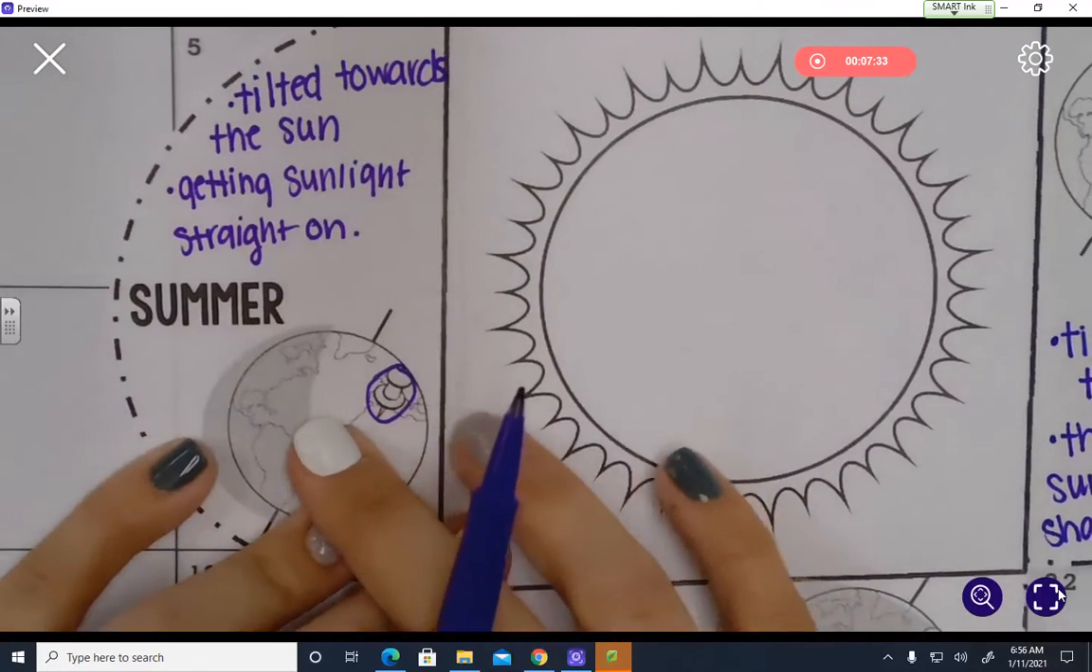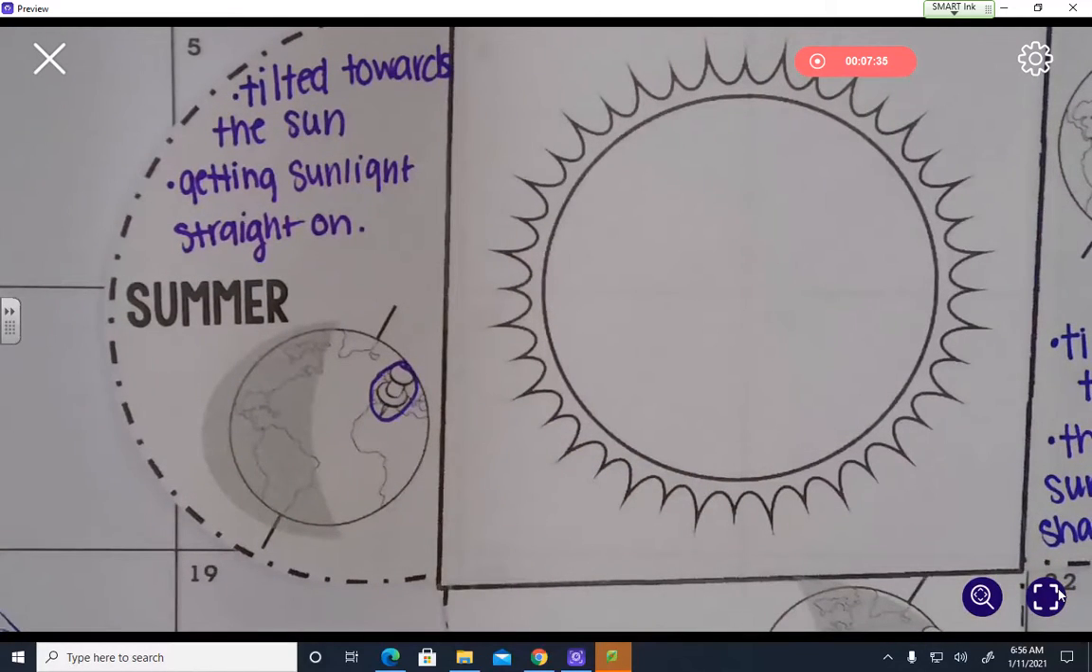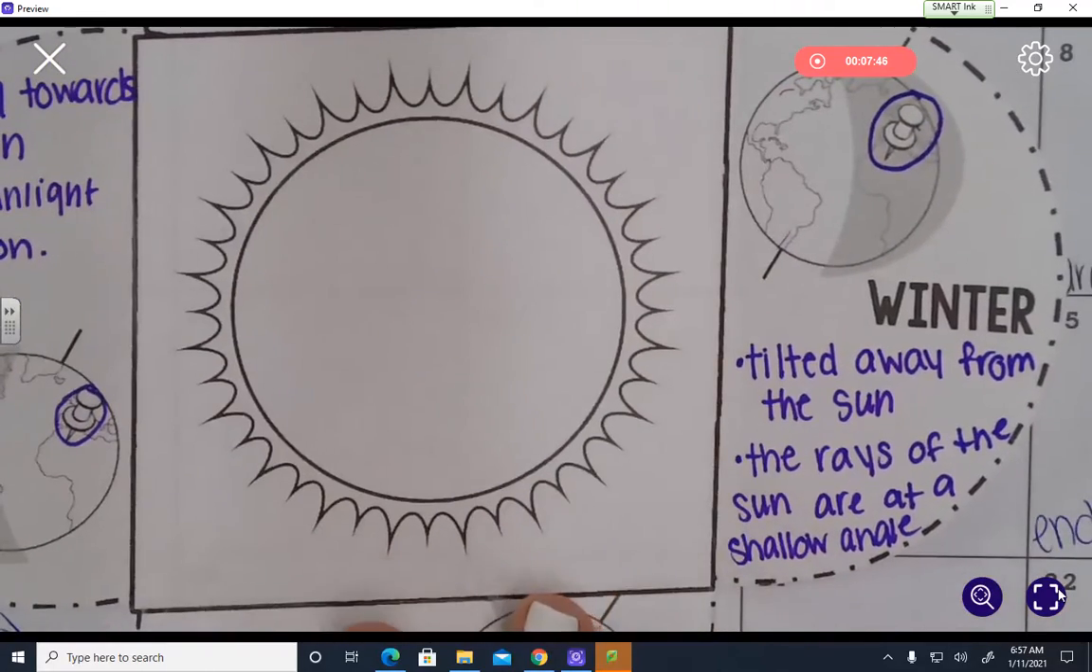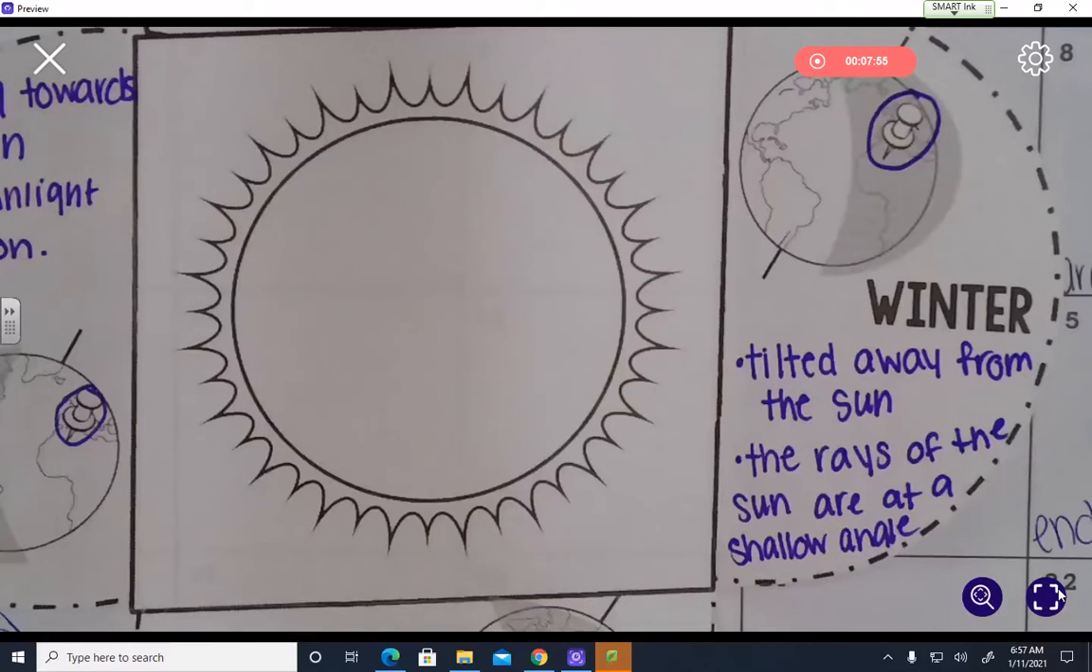So summer and winter are the opposites of each other. During the summertime, you're tilted towards the sun. You're getting direct sunlight. You're getting those more direct rays. Where during the wintertime, you're tilted away from the sun. You're getting a shallow angle. You're not getting those direct rays. During the springtime, you're not tilted towards, you're not tilted away. You're kind of in between.